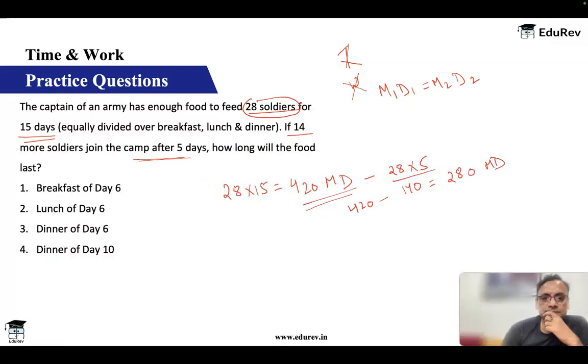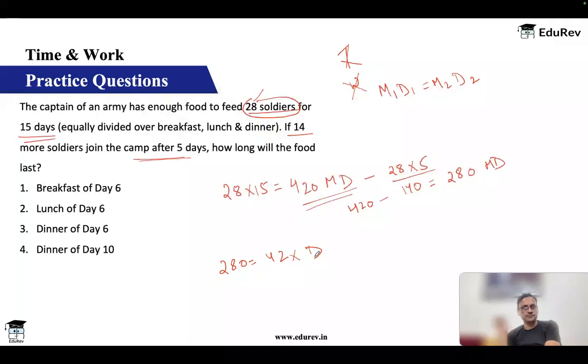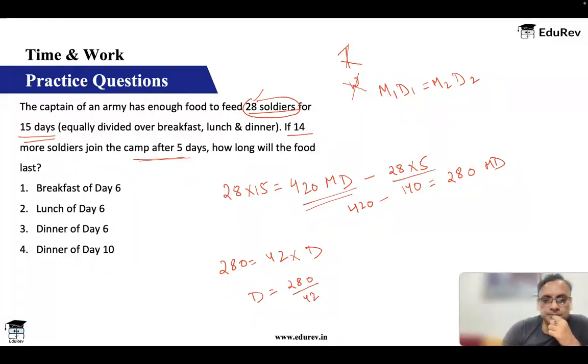Okay, fine till here. Now this 280 man days, how many men are there? 14 more soldiers have joined. Earlier we had 28, 28 plus 14 is 42 soldiers now. Into how many days the food will last? This is what the question is asking. So 280 divided by 42 is how much? My days are equal to 280 divided by 42, which is 140/21.